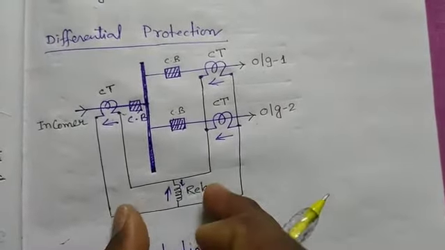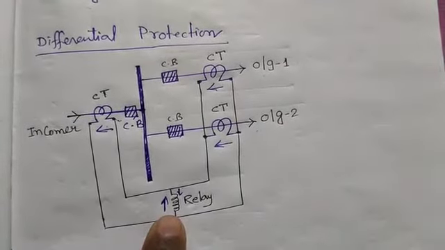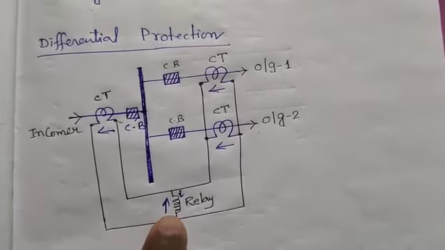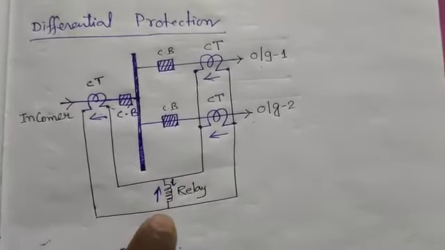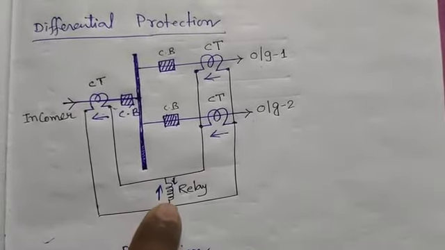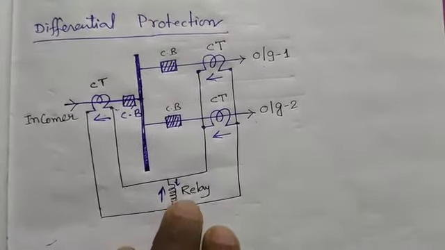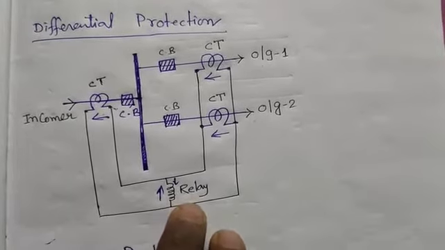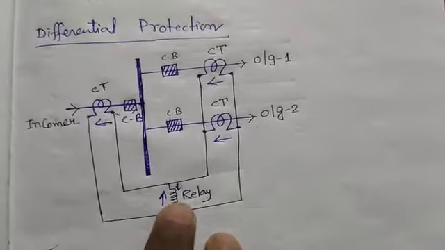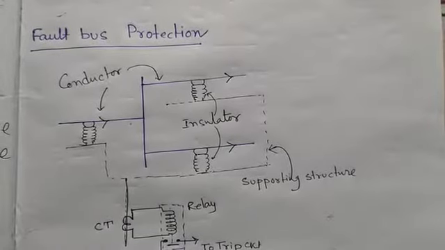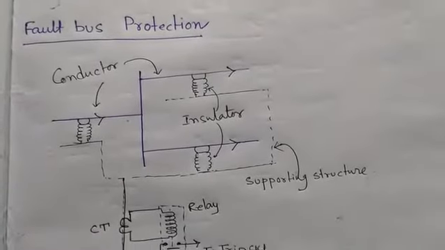During the faulty condition, this current I1 and this current I2 will no longer be 0. So some difference will be there, and that will operate the operating coil of the relay. This is the same principle as the differential protection of transformers, generators, etc. And the other method is there for bus bar protection also.